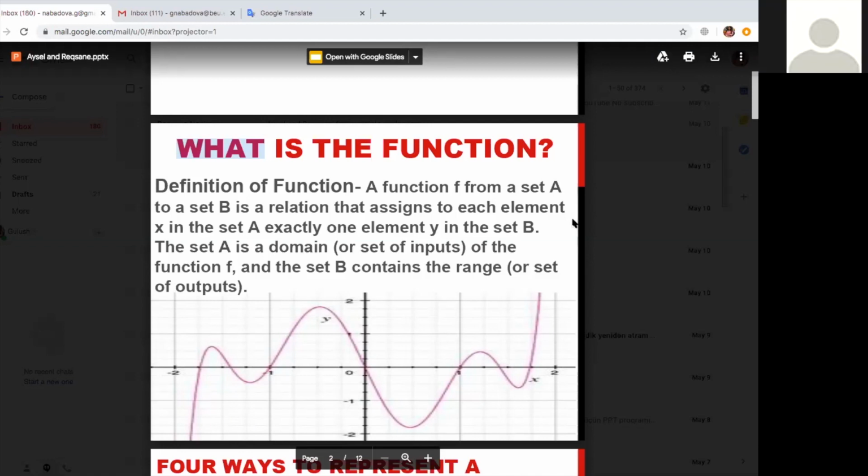Hello, everyone. I am Roxana. I want to talk about analysis of graphs of functions. First of all, what is a function? A function f from a set A to a set B is a relation that assigns to each element x in the set A exactly one element y in the set B. The set A is the domain, or set of inputs, of the function f. The set B contains the range, or set of outputs.